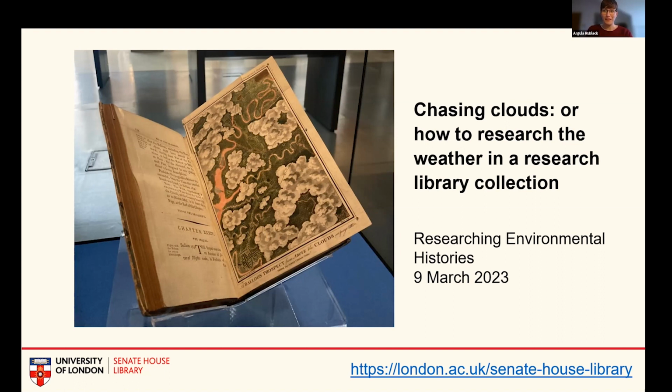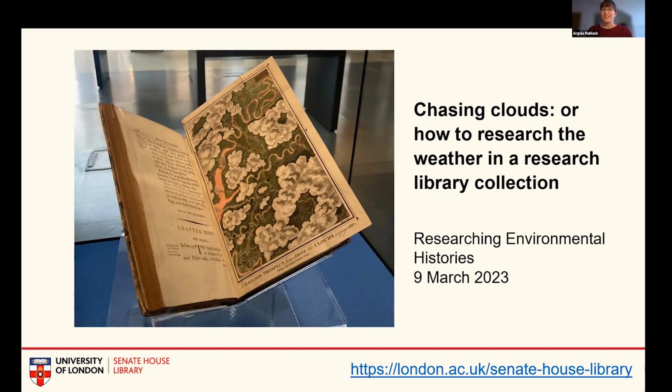I'm Argula Rublak, and I work at Senate House Library as the academic librarian for history. One thing I've also been doing recently, though, is I've been asked to co-curate an exhibition that we currently have on at Senate House Library, which is called Weather Notes, which is part of the 1,000 Words for Weather project. So what I'm going to do today is talk you through the concept of the exhibition and also above all how we did the research for it. And just to give us a fancy title, I've called this Chasing Clouds, or How to Research the Weather in a Research Library Collection.